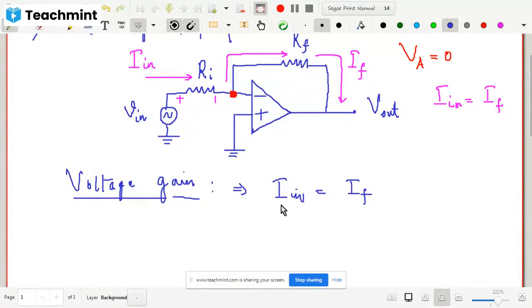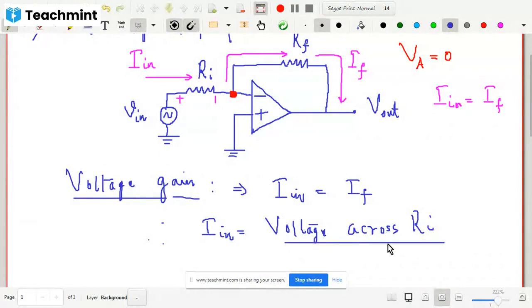Now, what is the input current? We can write down the value of the input current, I in. What is the expression for the current? Current is equal to voltage divided by resistance. Since the current is flowing through this resistance Ri, the voltage would be the voltage across Ri. So what will be the voltage across Ri? I am just writing here: voltage across Ri divided by R. Now R is nothing but Ri.